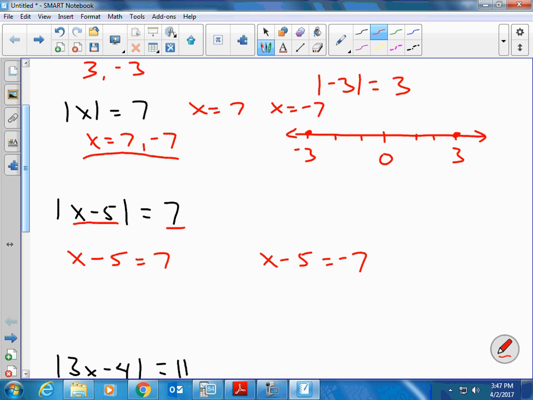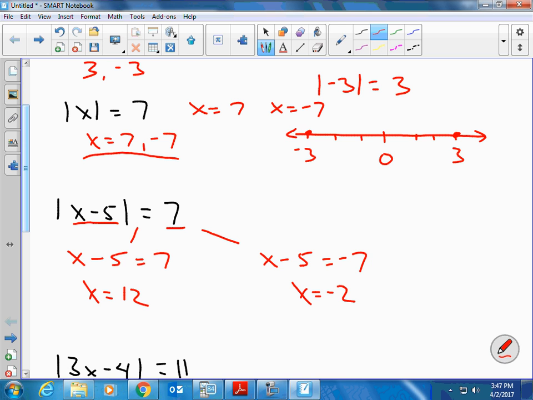However, in this case, I don't have a single term inside the absolute value. I have an expression. I have x minus 5. So something minus 5 has to equal 7, and something minus 5 has to equal negative 7, just like we said above. All right, solve. Add 5 to both sides. And x could equal 12, or x could equal negative 2.